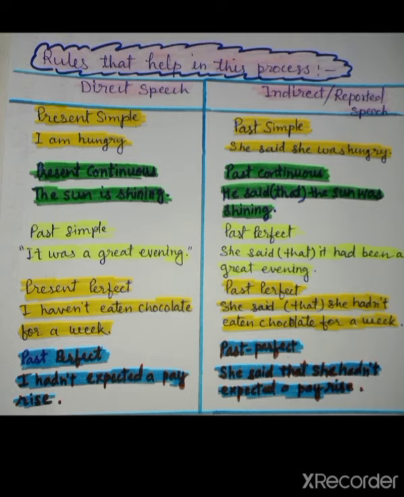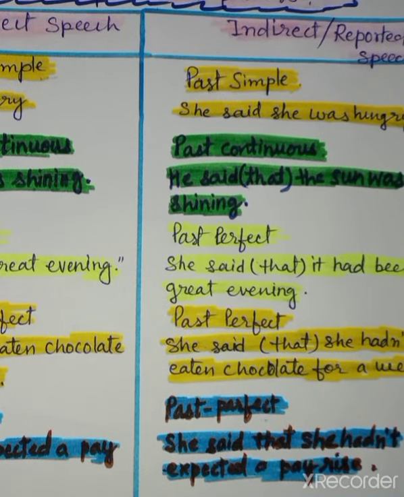Present perfect to past perfect. I haven't eaten chocolate for a week becomes she said she hadn't eaten chocolate for a week. And lastly, past perfect doesn't change and remains past perfect in reported speech. So, I hadn't expected a pay rise becomes she said she hadn't expected a pay rise.